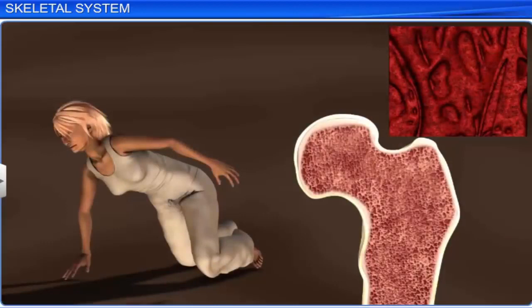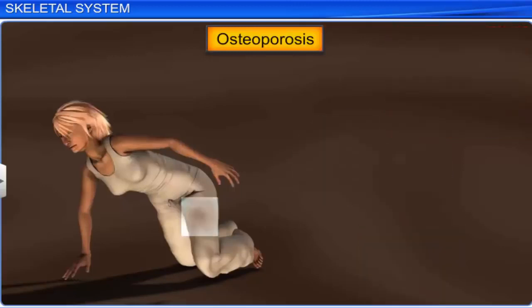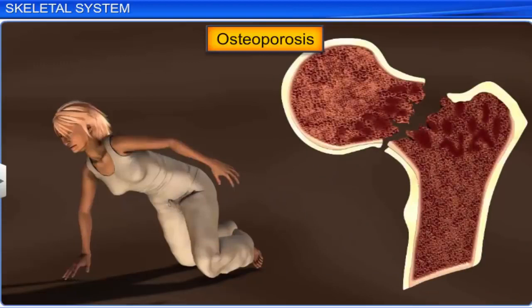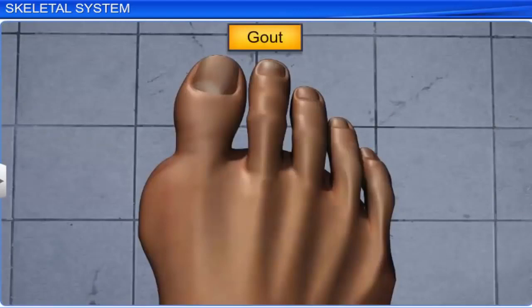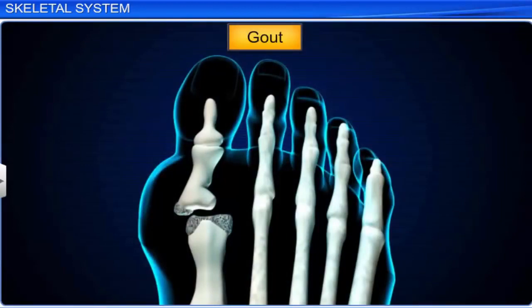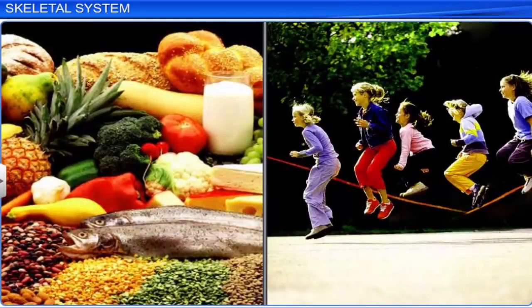Elderly people also suffer from osteoporosis, which is characterized by a decrease in bone mass, which increases the chances of fractures. It is caused by a decrease in the level of estrogen and is therefore more common in women. Gout is another disorder which results in the inflammation of joints due to the accumulation of uric acid crystals. It is essential to observe a healthy diet and lifestyle so that the skeletal and muscular systems can function efficiently.